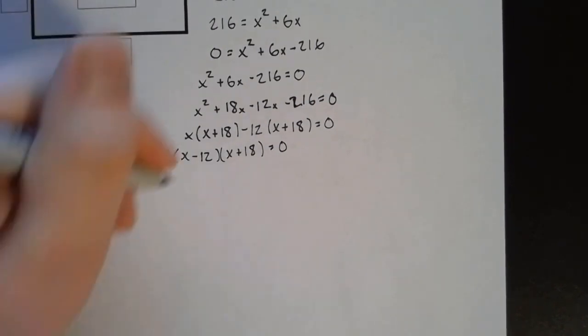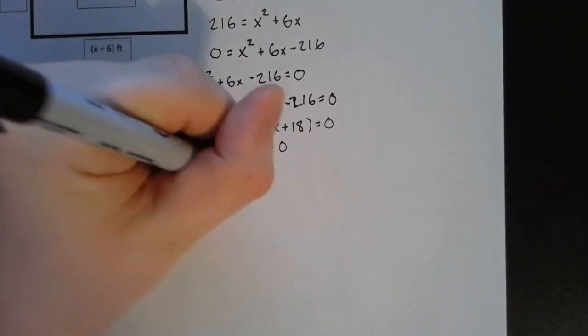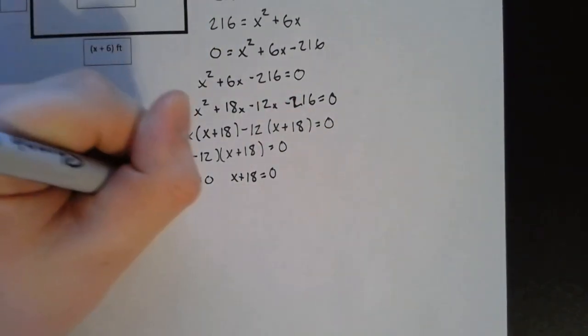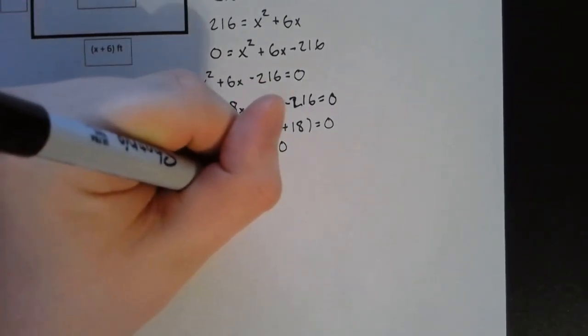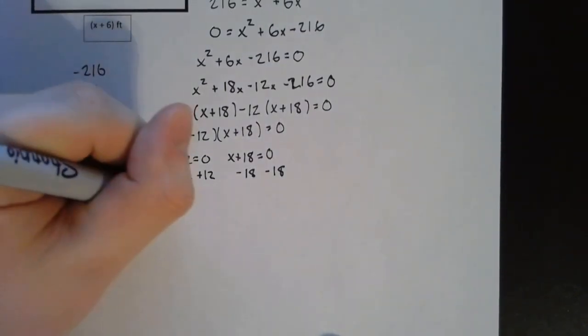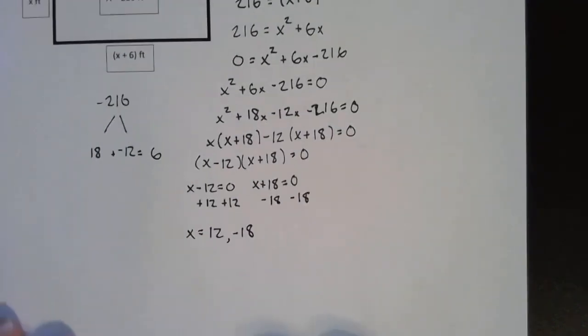Now to solve these for x, we set each factor equal to 0 and solve for x individually. So I need to add 12 to both sides, subtract 18 from both sides over here. And our two x values are going to be x equals a positive 12 and a negative 18.